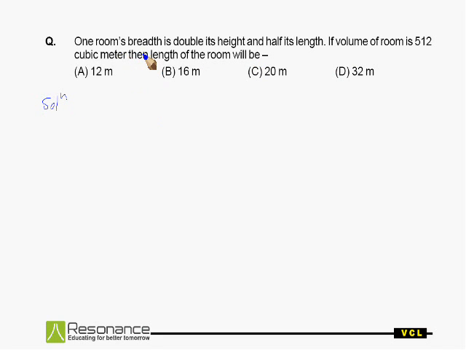So in this question, the breadth is double its height. Let's assume that the height is x meter. So the breadth is twice the height, so the breadth should be 2x meter. And now it is also given that the breadth is half of the length, or you can say that the length is double the breadth, that is twice of 2x, which comes to be 4x meter.